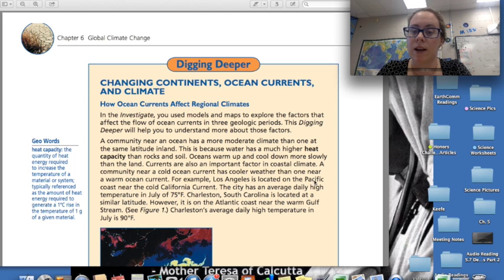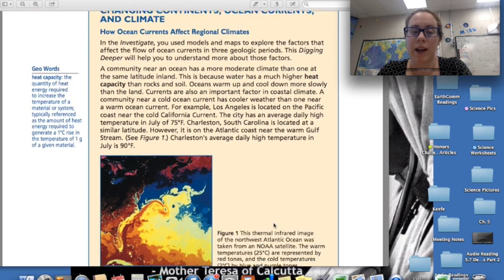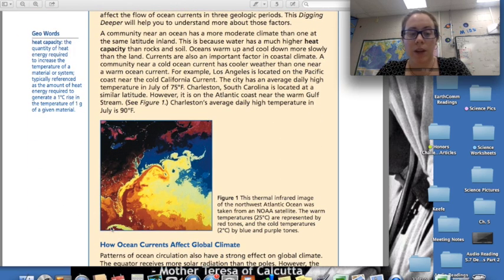For example, Los Angeles is located on the Pacific coast near the cold California current. The city has an average daily high temperature in July of about 75. Charleston, South Carolina, is located at a similar latitude. However, it is on the Atlantic coast near the warm Gulf Stream. See Figure 1, and we'll take a look at that. Charleston's average daily high temperature in July is 90.